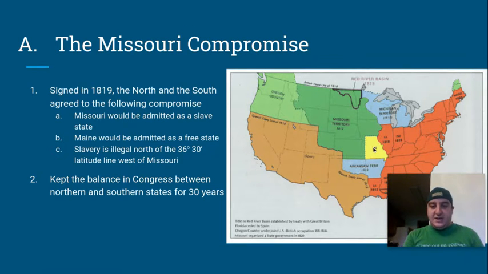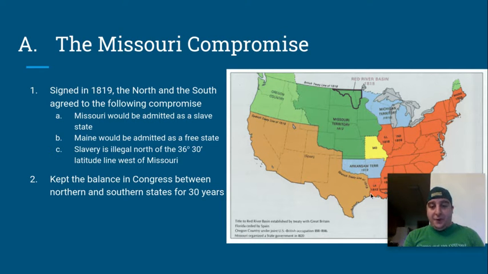We can see right here, the yellow state is Missouri. Everything west of this and south is going to be a slave state. Everything north of this line and west of Missouri is going to be a free state. So this is the 36°30' line right here, and Missouri is the only exception to that rule. That's the compromise the United States came to in 1820, and it lasted until 1850 and the end of the Mexican-American War.